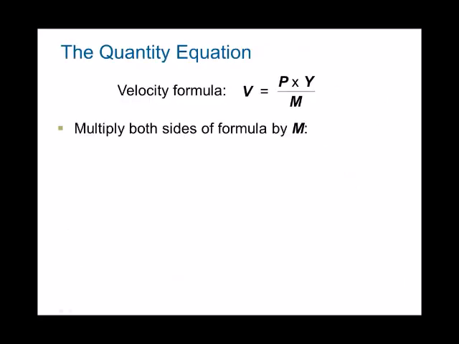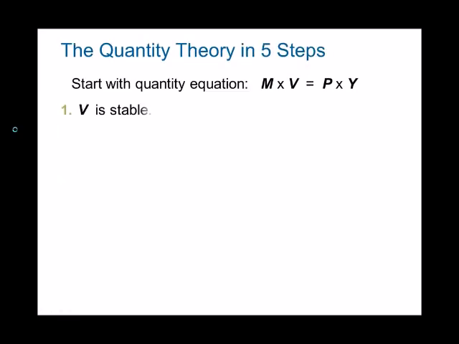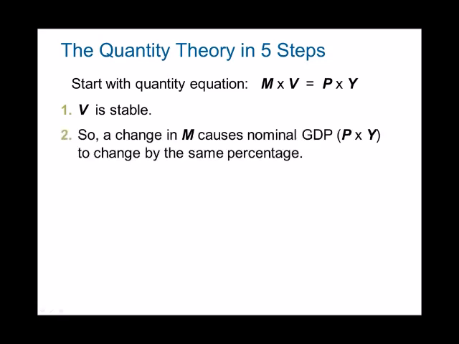Another way of writing this formula is, if we multiply both sides by M, we get MV equals P times Y. This is called the quantity equation of money. What this is telling us is that V is stable over time, so V doesn't really change. So any change in money supply, if we increase M, causes nominal GDP, which is P times Y, to change by the same percentage. So if money supply goes up by 50%, if V doesn't change, then left-hand side must equal right-hand side, so P times Y must go up by 50% too.